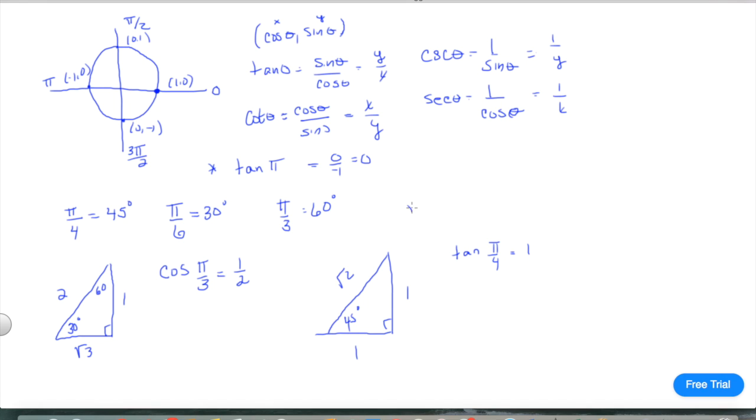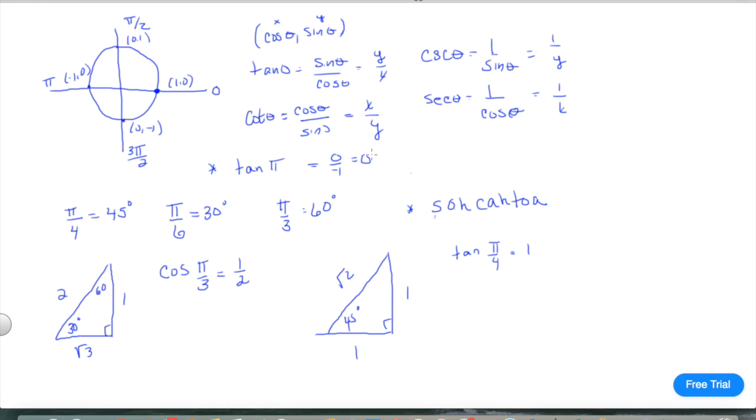It's also sometimes helpful for a lot of people to remember the relationship of adjacent over hypotenuse, or to think of SOHCAHTOA. That's where that comes in. Again, we have sine is opposite over hypotenuse, cosine adjacent over hypotenuse, tangent opposite over adjacent.